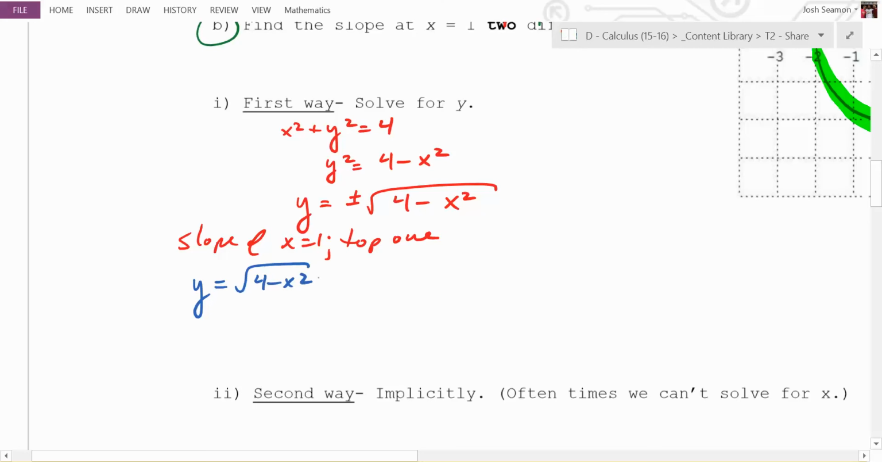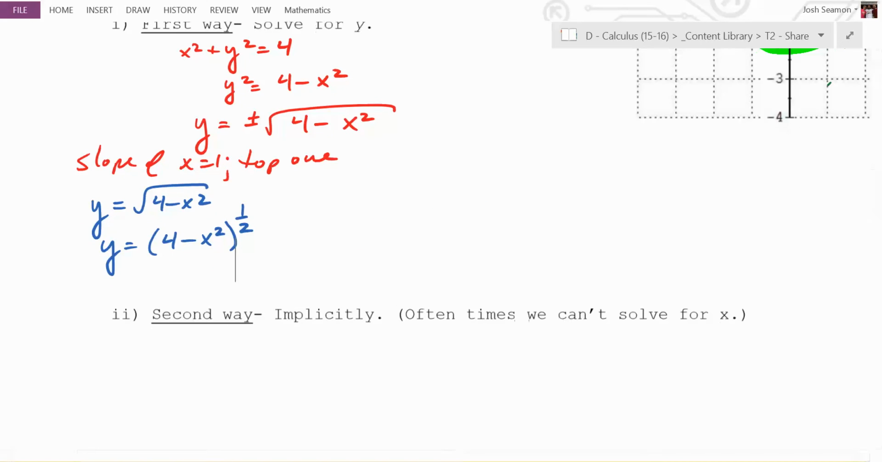If I want to take the derivative of that, what do I do with the square root? What do I turn that into? Square root is what power? Sarah? A half. So we have y is equal to 4 minus x squared to the 1/2. So now we take the derivative of this. Can someone tell me what the derivative of that is?